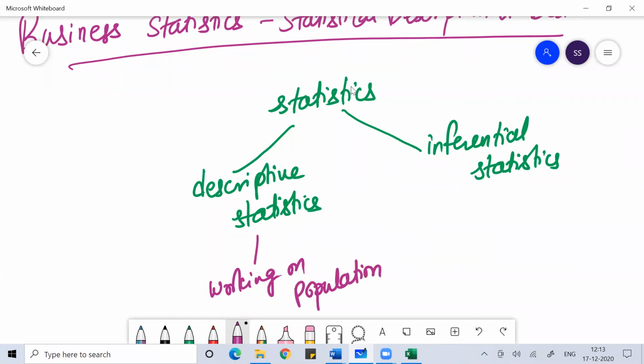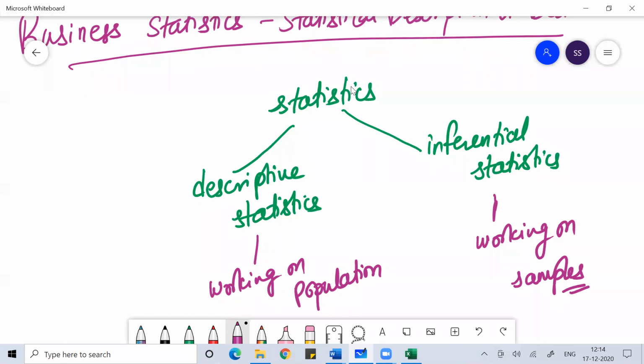While inferential statistics is all about working on samples. So when we work on samples, it is called inferential statistics, while when we work on the population, it is called descriptive statistics. Now maybe you people will be wondering what is population, what is sample.